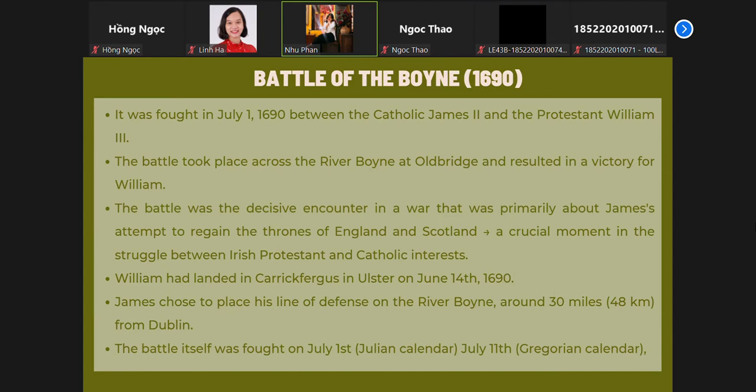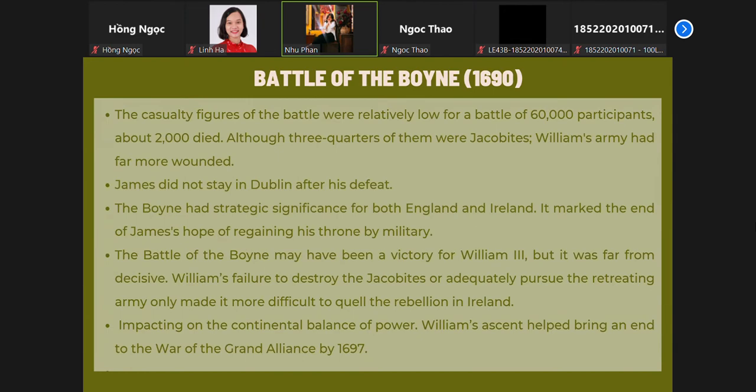So, the casualty figures of the battle were relatively low for a battle of 60,000 participants, but only about 2,000 men had died, although three quarters of them were Jacobites and William's army had far more wounded. After this battle, James did not stay in Dublin after his defeat. The Boyne was strategically significant for both England and Ireland. It marked the end of James' hope of regaining his throne by military means.